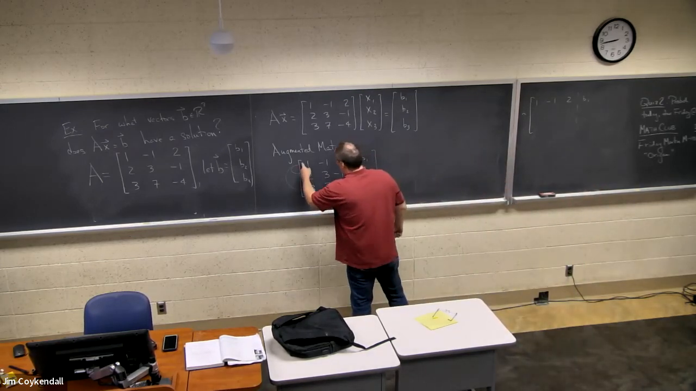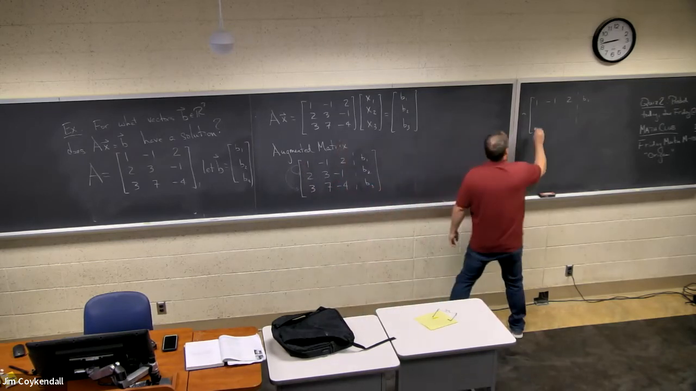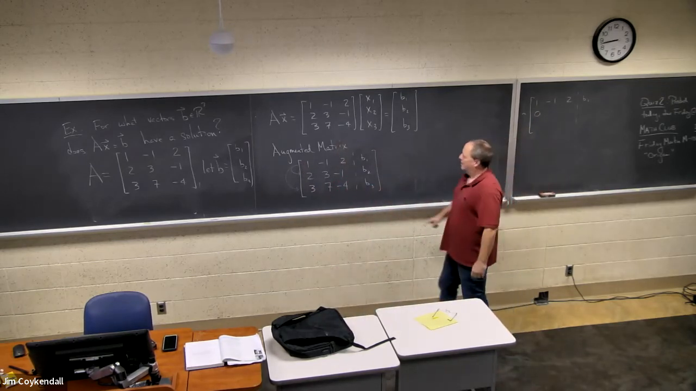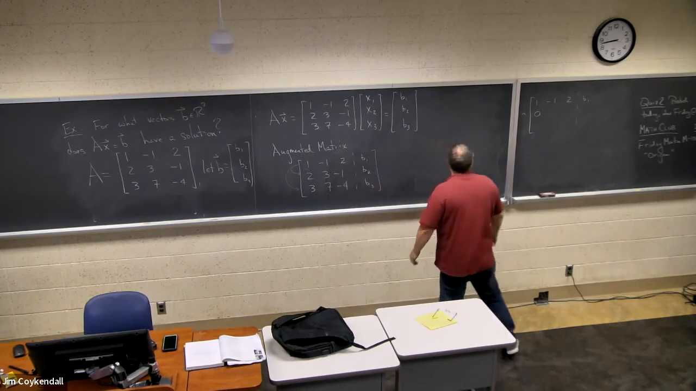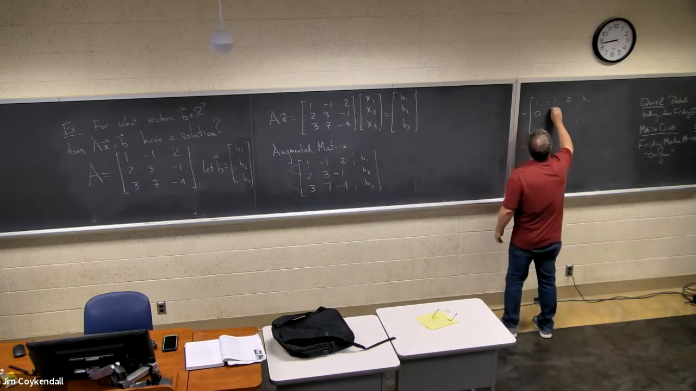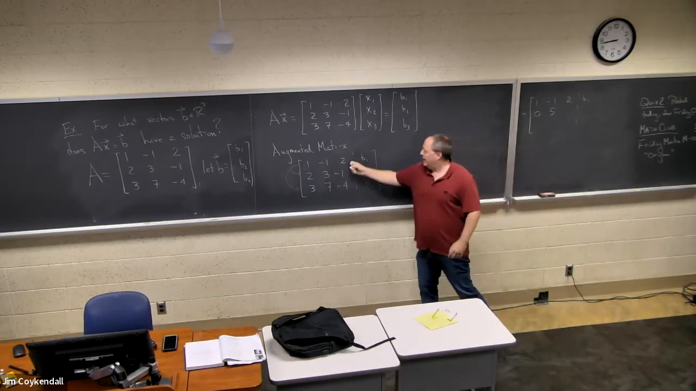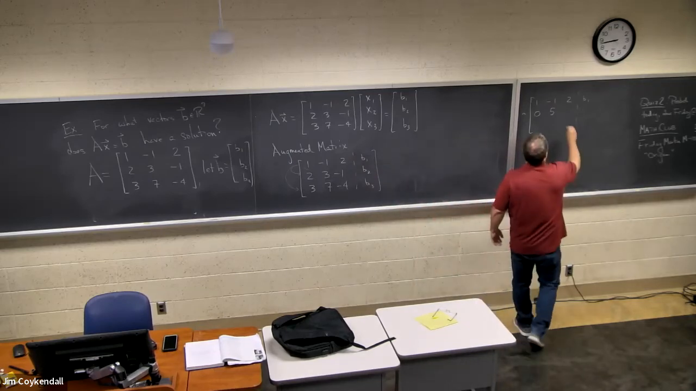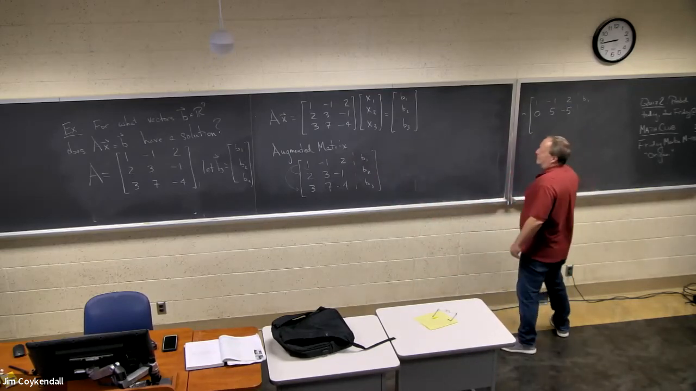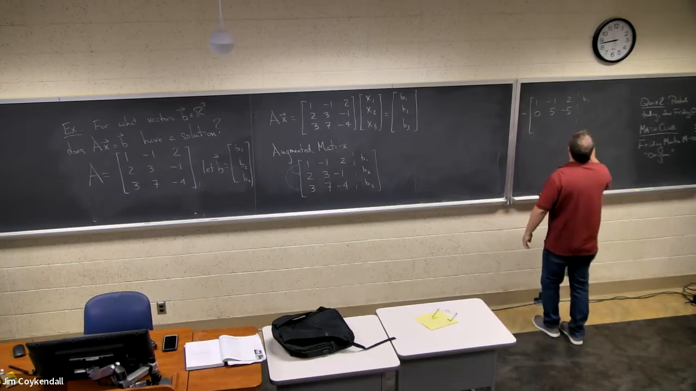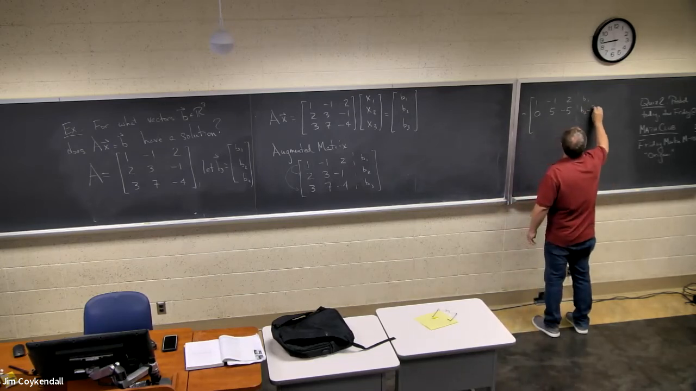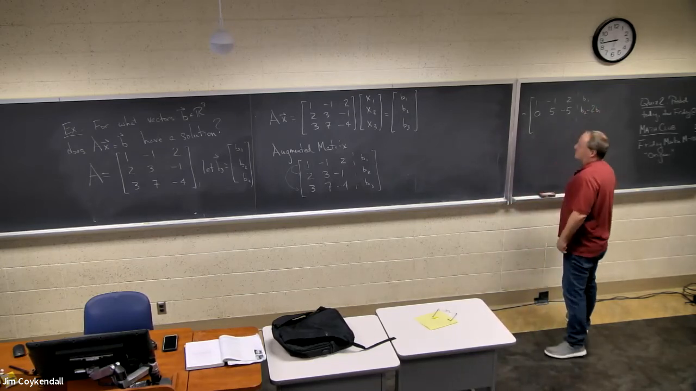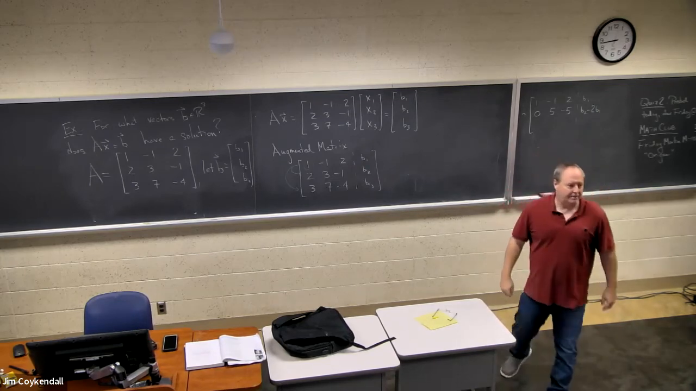So I multiply by -2 and add to the second row. Multiply by -2 and add, that's a 5. Multiply by -2 and add, that's a -5. Multiply by -2 and add, and I get B2 minus 2B1. Everybody okay with that?